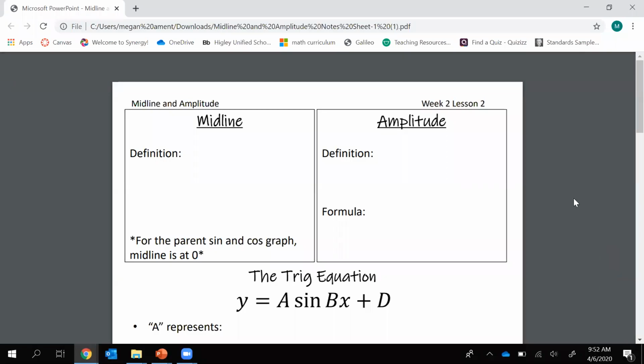Hey everybody, this is week 2, lesson 2. This is the midline and amplitude lesson. So we're going to go over midline and amplitude of trig functions.